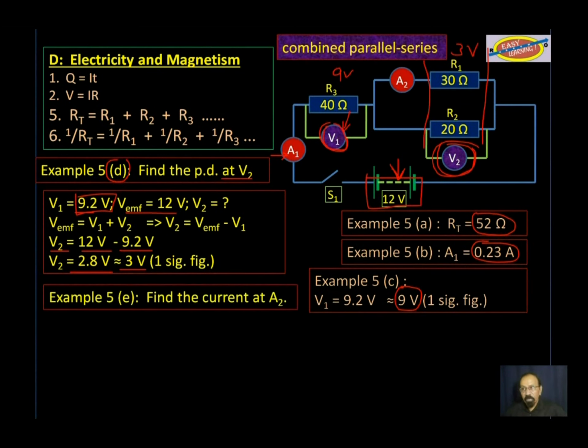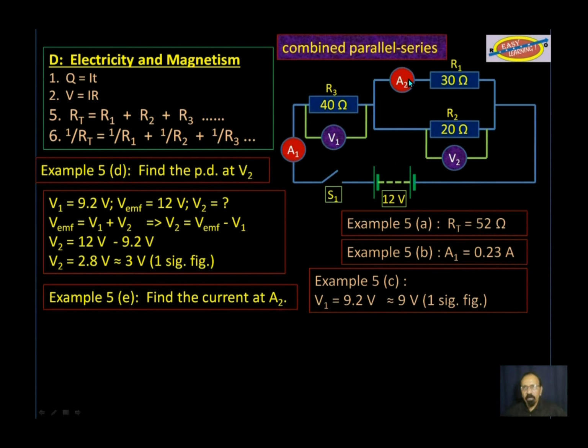Now, we are not finished yet. There is a part E. Find the current at A2. So we want to find a current here. We know the current that goes through here. We know that current as 0.23 amp. But that current comes here and it splits in two. Part of it goes that way and part comes this way.